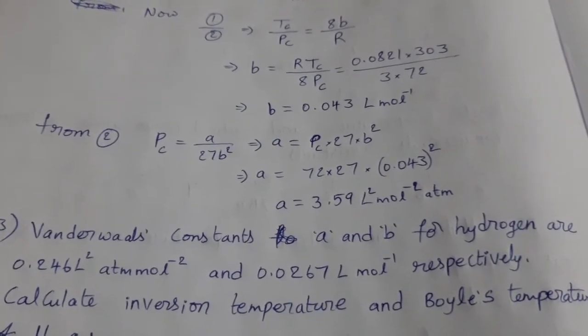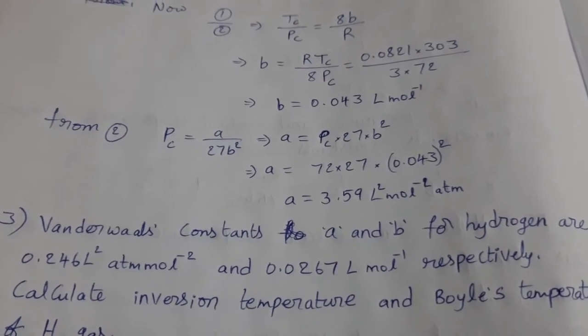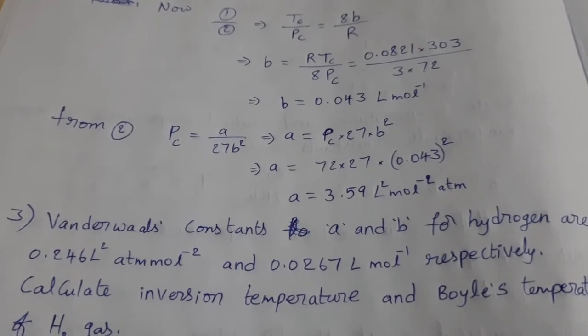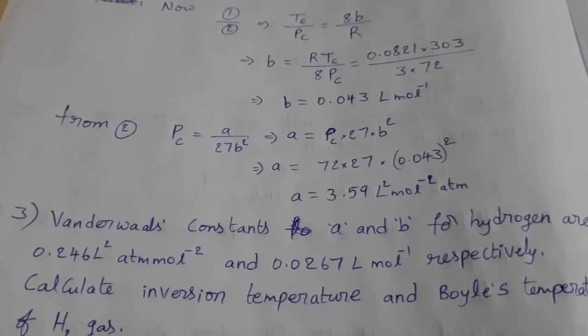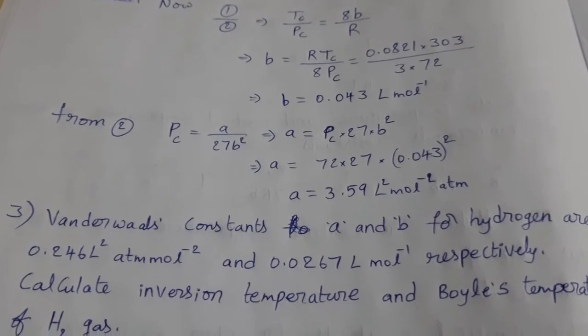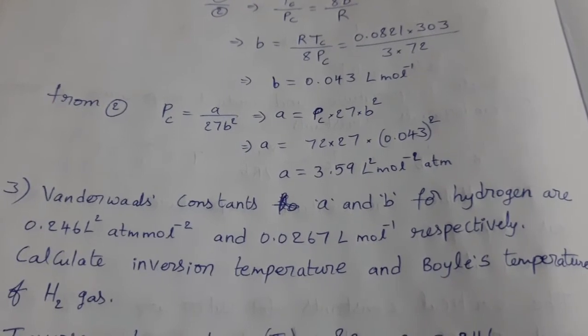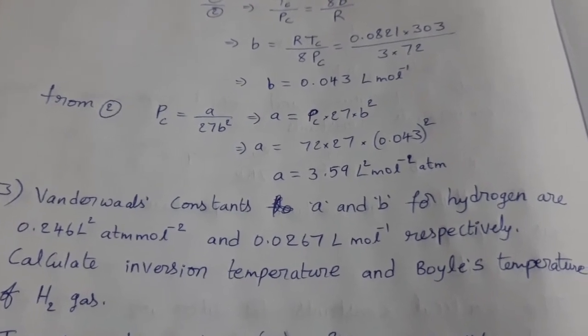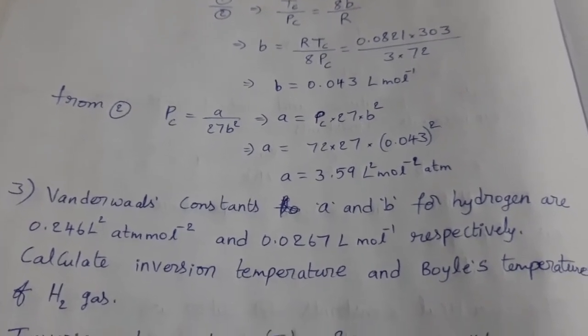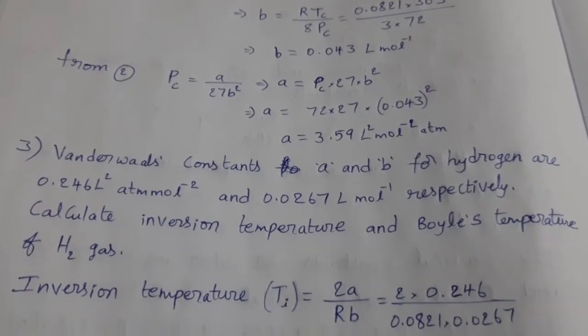Van der Waals constants A and B for hydrogen are 0.246 liter square atmosphere mole power minus 2 and 0.0267 liter mole inverse respectively. Calculate inversion temperature and Boyle's temperature of H2 gas. Okay, A, B values are given. We need to calculate inversion temperature and Boyle's temperature.